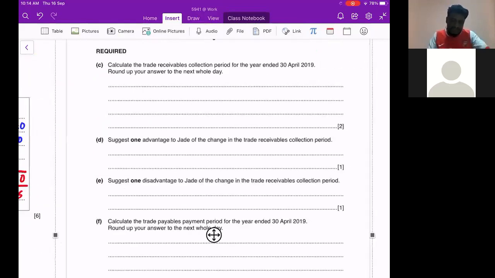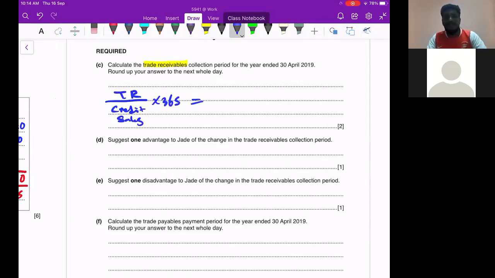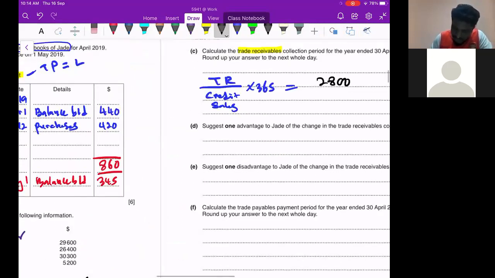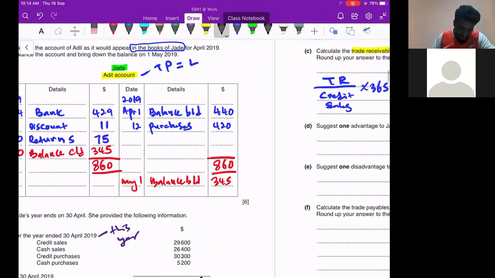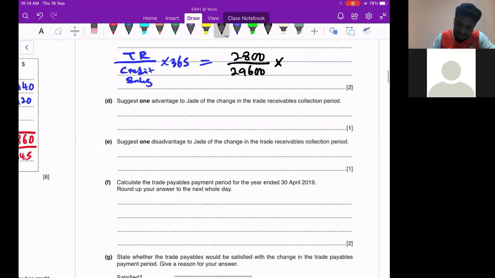Calculate the trade receivable collection period. Wait, what is the formula first? The formula is trade receivable over credit sales times 365. How much is your trade receivable? My trade receivable is 2800. 2800 over credit sales, which is 29,600, times 365.